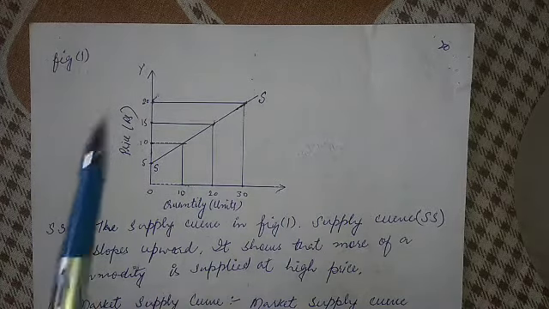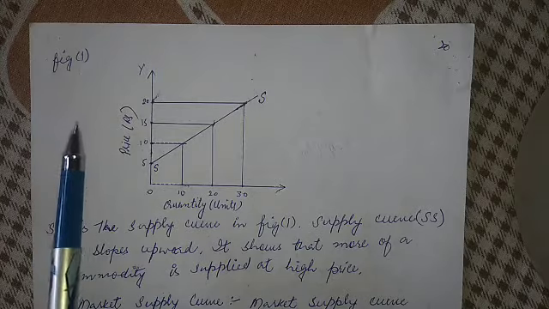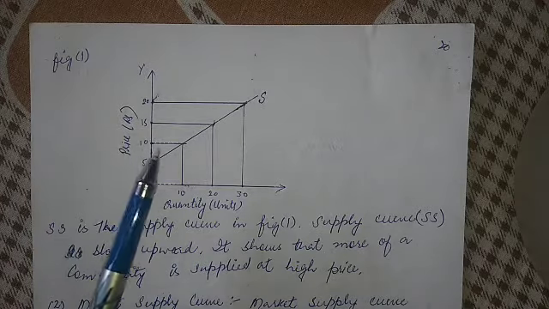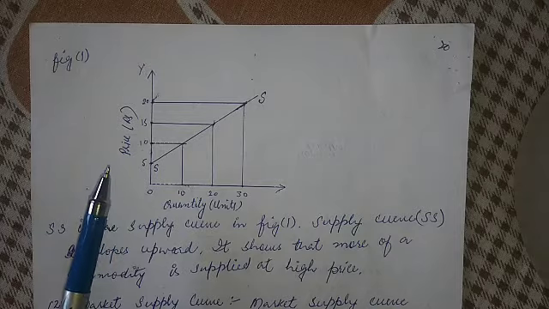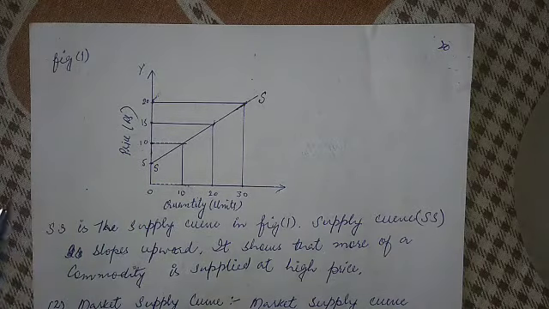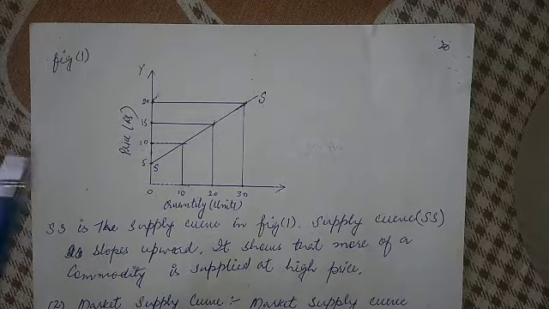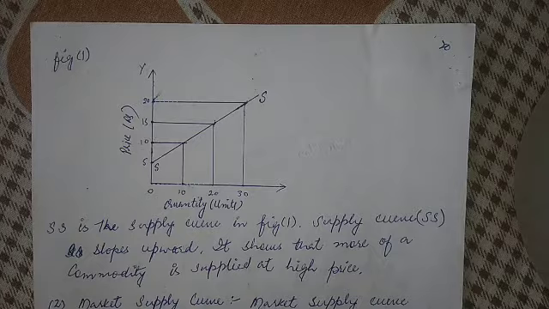This is the individual supply curve. It shows that more of a commodity is supplied at a higher price.